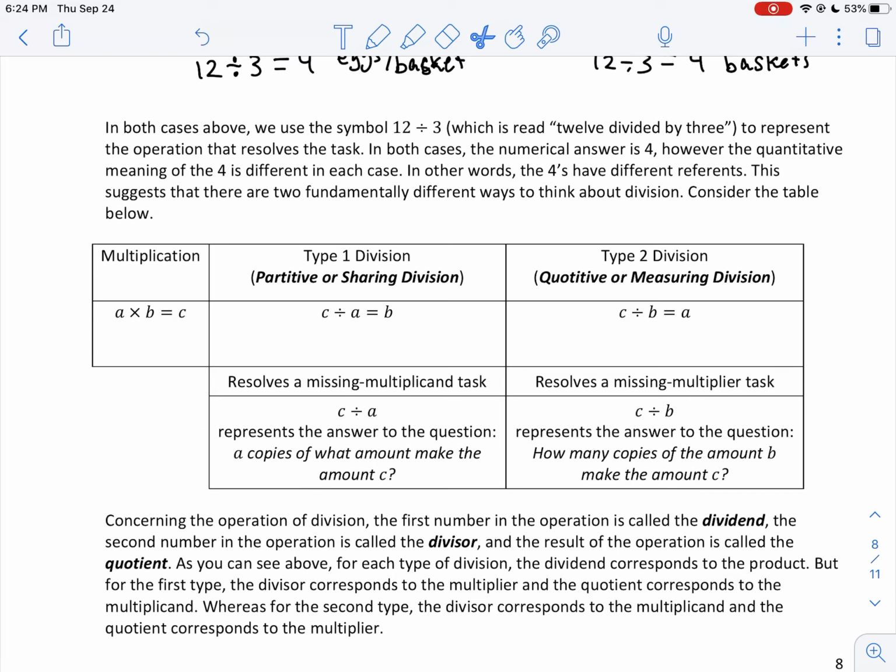Let's look at the table that we have here. So we have a multiplication statement, A times B equals C. Again, we are assuming that the A is the multiplier, so that's the number of copies. B is the multiplicand, that's the amount of stuff being copied. And we're calling C the resulting amount, also called the product.